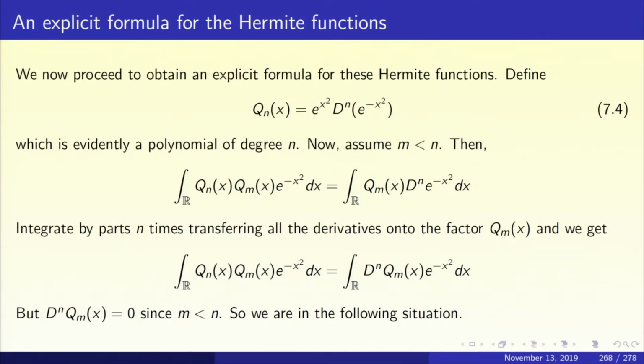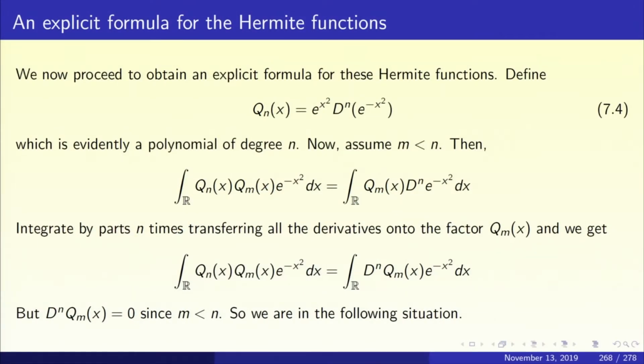Okay. So, what form does it take? We want to derive a Rodrigues type formula for the Hermite polynomials, an analog of Rodrigues formula for Hermite polynomials. So, let us begin with the expression 7.4 displayed in the slide. Okay. So, what is Qnx?